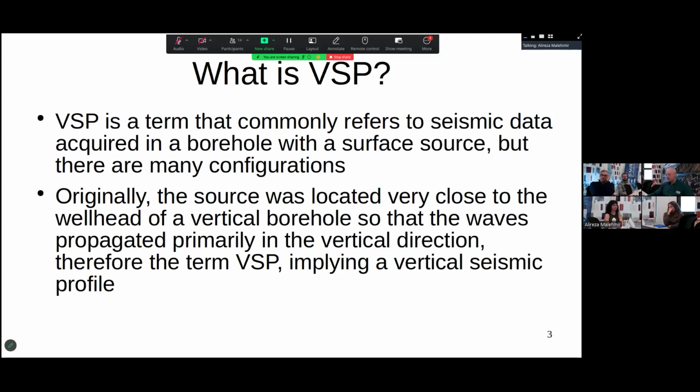So VSP is a term that commonly refers to seismic data acquired in a borehole with a surface source. But there are many configurations or geometries you can use. When VSP was first developed, the source was located very close to the wellhead of a vertical borehole, so the waves propagated mainly downwards, in the vertical direction, and therefore the name VSP, which implies a vertical seismic profile, as opposed to what we do on the surface, where we have more of a horizontal seismic profile.